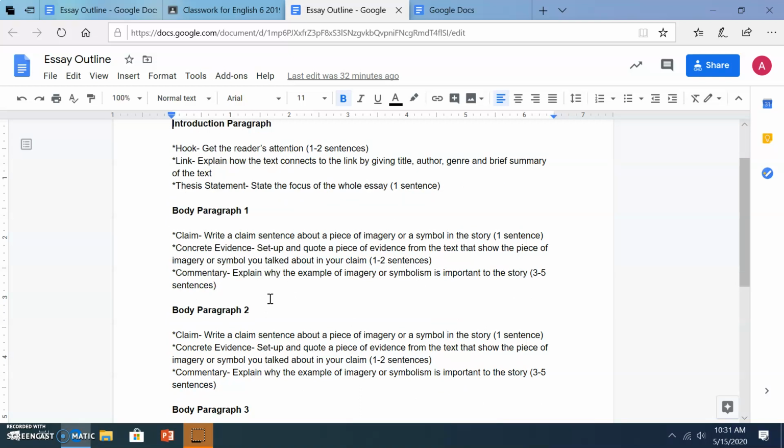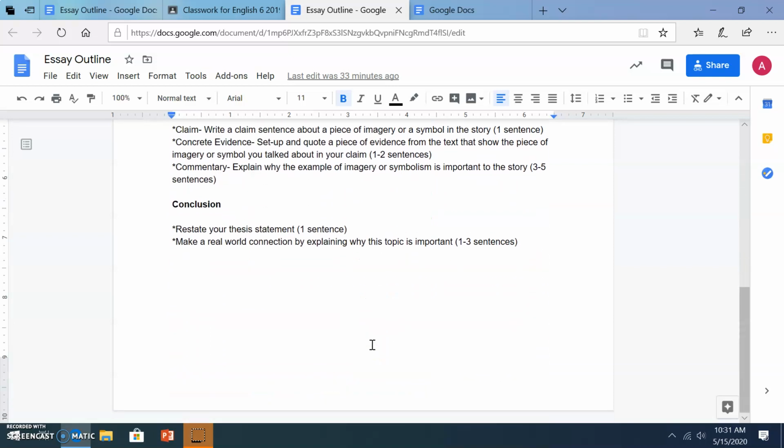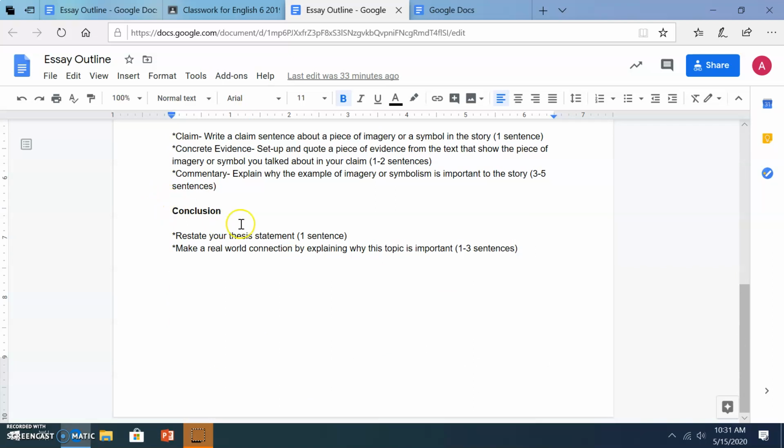Now, you've done almost all of this already in your race paragraphs. The only thing that we might need to look at changing in the race paragraphs is the very first sentence, and I'll show you that when I do the example in just a minute. Once you've got your 3 body paragraphs done, then you need to write a conclusion paragraph. This is a really short paragraph. The first thing you do is restate your thesis statement in different words, and then make a real-world connection by explaining why this topic is important.